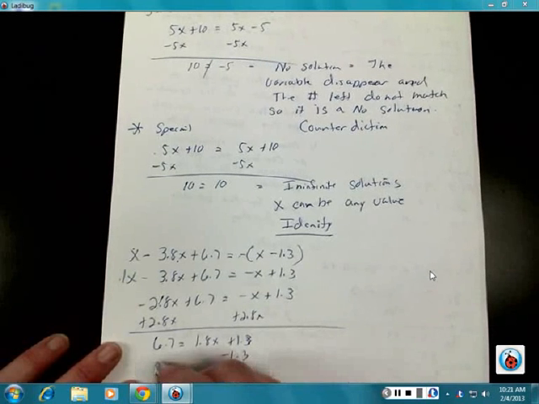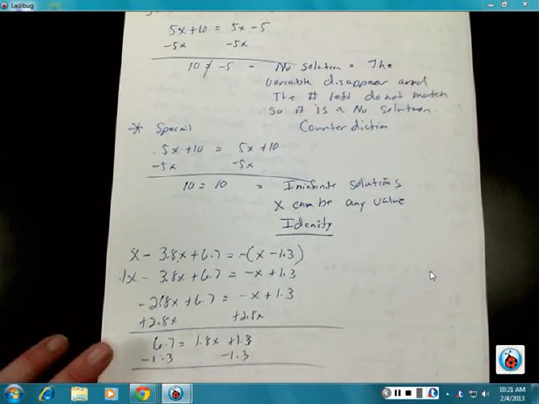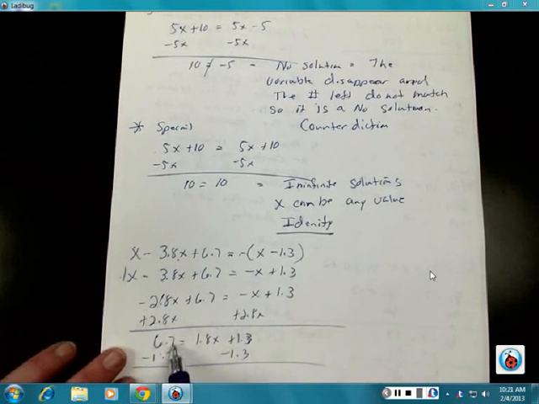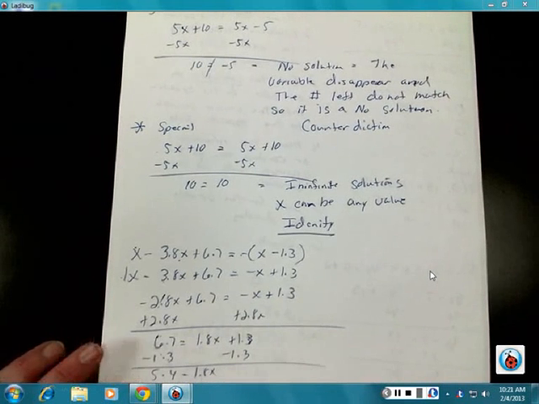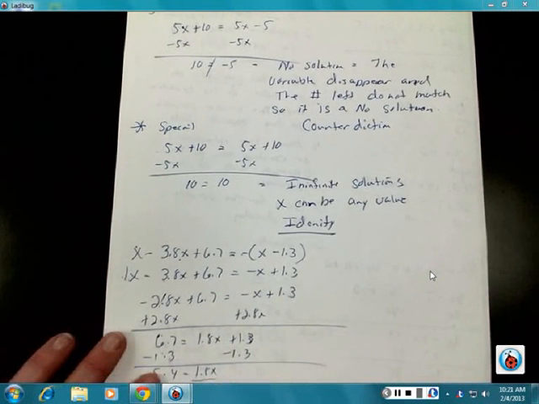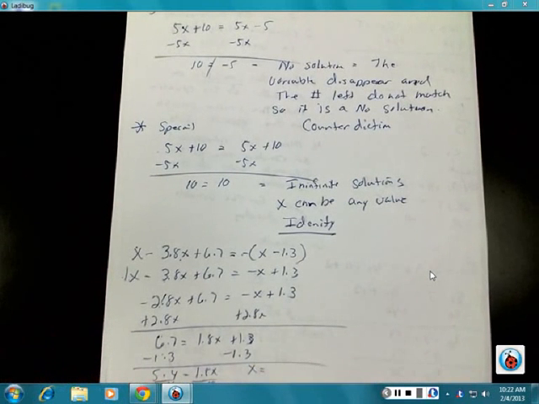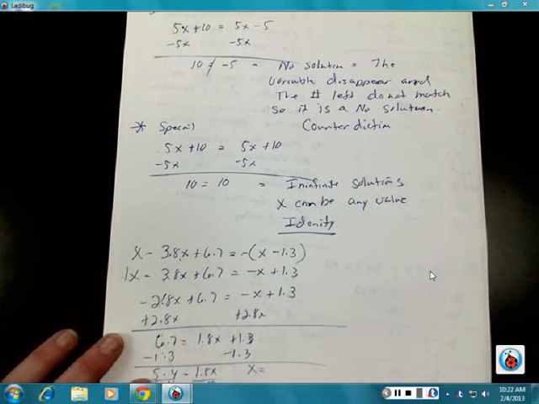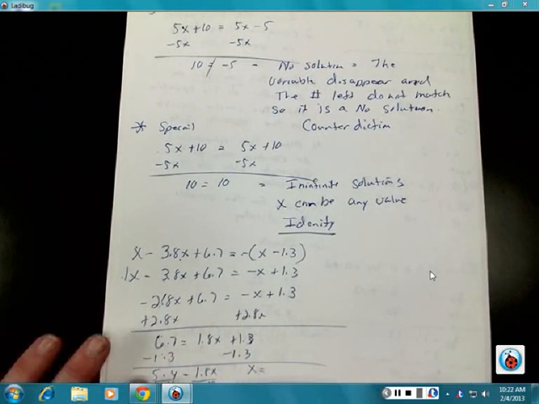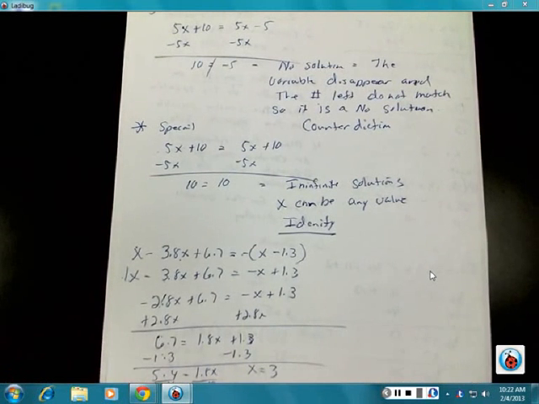Subtract 1.3. And that leaves me with 7 take away 3 is 4, 6 take away 1 is 5, so 5.4. And then last of all, divide by 1.8. We're out of room in here. And I find x is equal to, what's 5.4 divided by 1.8? What does that end up equaling? 3. So x equals 3.